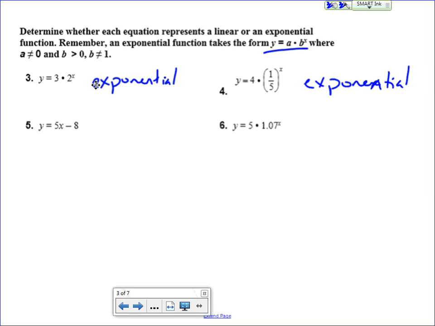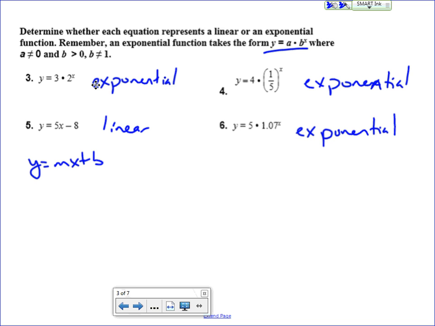Okay, if I look at the number 5, now we're back to a linear pattern. Remember, linear was something that was in this form typically, y equals mx plus b. So this one would be a linear. Okay, and this one here again would be an exponential. So hopefully we can look at an equation now and determine whether it's going to be a linear or an exponential.